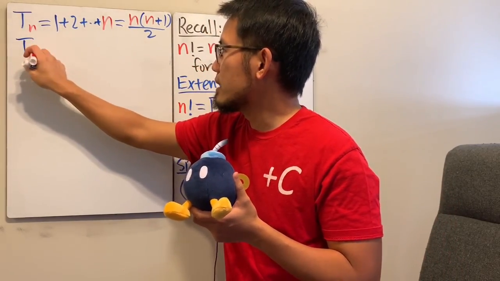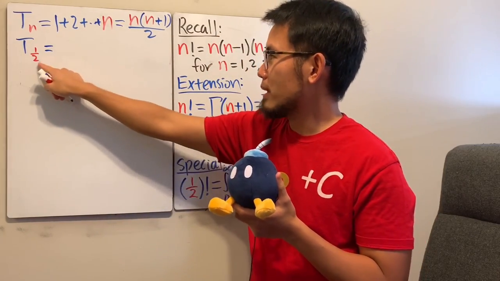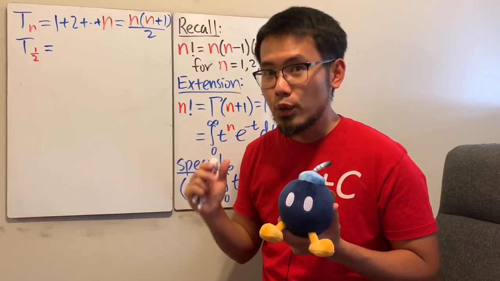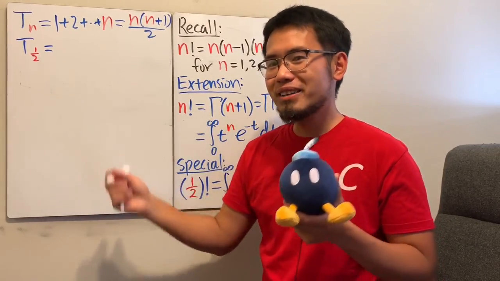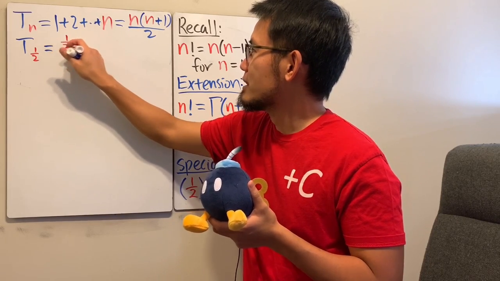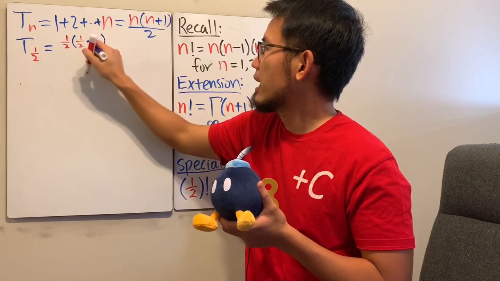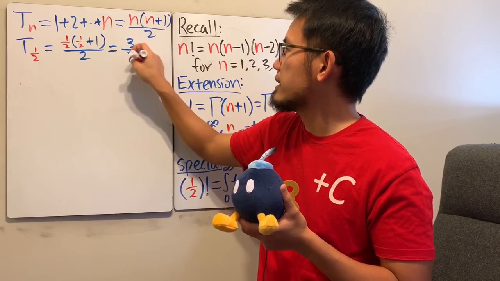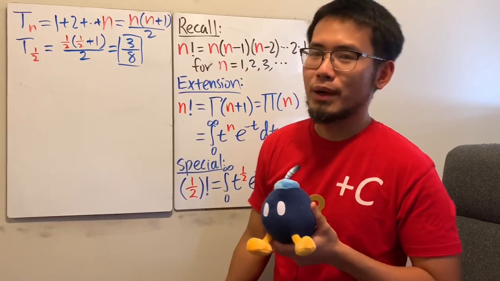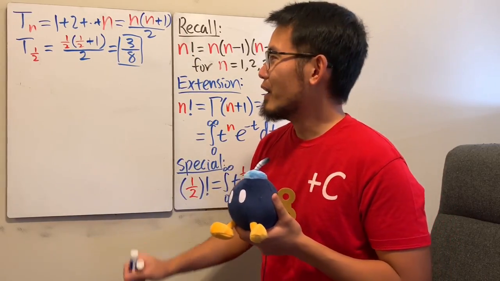So if you put down T 1/2 like this, does that mean I can just plug in 1/2 into here and here? If you're willing to use this as your extension for your triangular numbers. So let me just see, 1/2 times 1/2 plus 1 like this, and then divided by 2. Work that out, you get 3 over 8. Crazy result, huh?